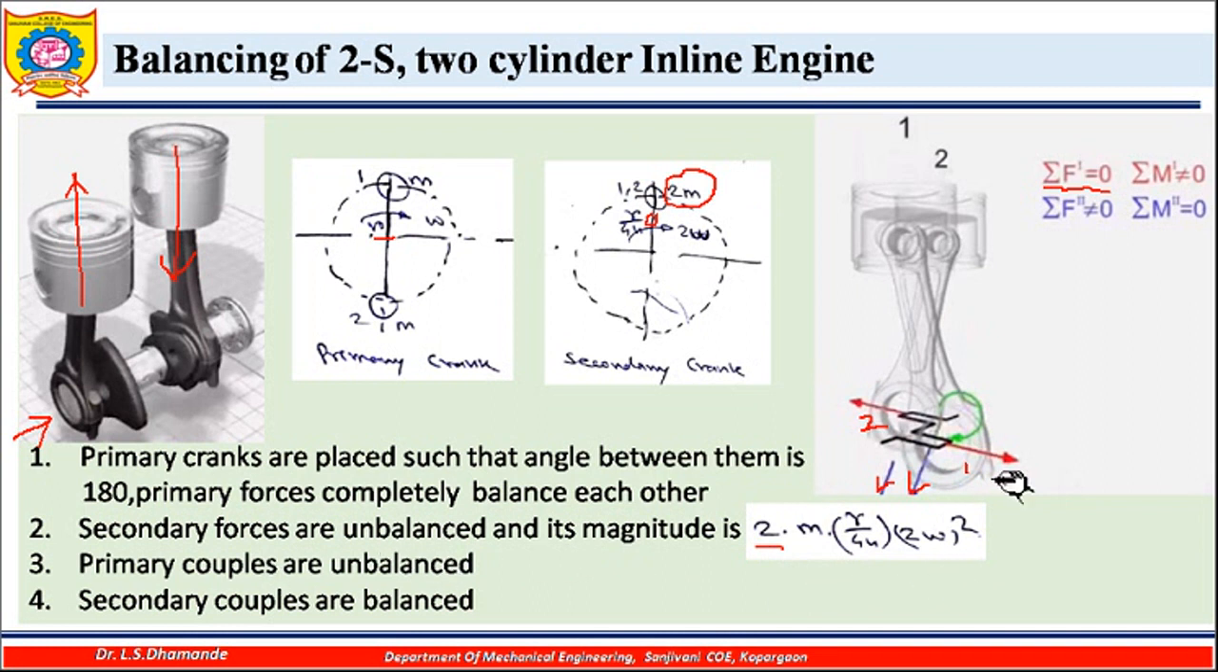Now if we talk about the couples, if you observe here the primary forces, there are two forces like this, so what is the couple acting on this shaft? It will be a clockwise couple, and definitely it is not balanced. So the primary unbalanced couple will be there, that is what is specified here: primary couples are unbalanced, and the secondary couples will get balanced because the forces are acting in the same direction. So the couple due to this, suppose it is clockwise and this is anti-clockwise, so that will get balanced. This is what will happen in case of a two-stroke two-cylinder engine.